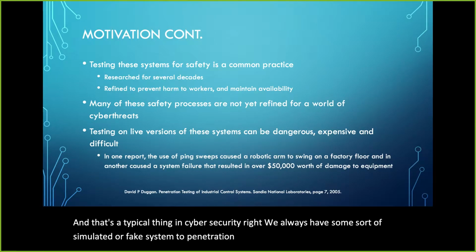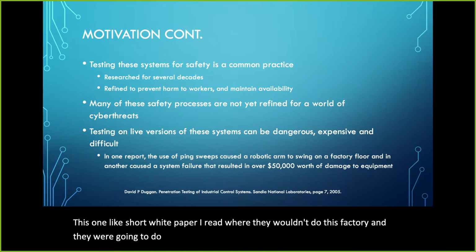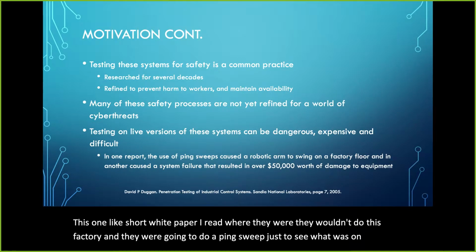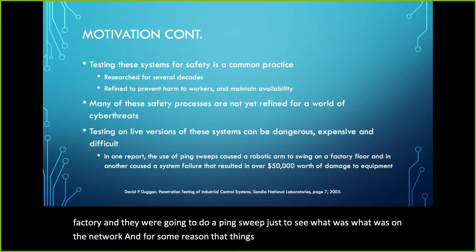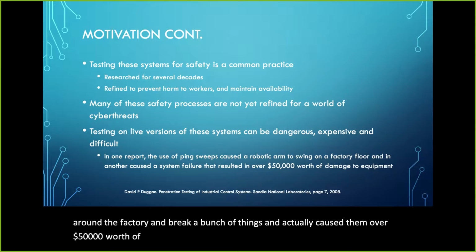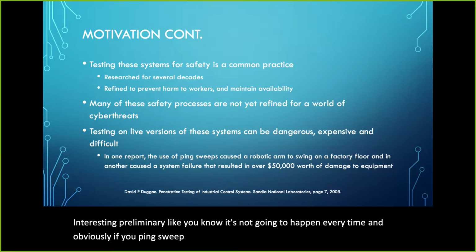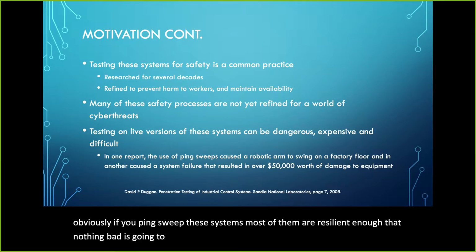But I think my favorite example is this one short white paper I read where they went into this factory and they were going to do a ping sweep just to see what was on the network, and for some reason the ping sweep caused the robot arm to swing around the factory and break a bunch of things, and actually caused them over $50,000 worth of damage. And so it's just kind of an interesting preliminary, it's not going to happen every time. And obviously if you ping sweep these systems, most of them are resilient enough that nothing bad's going to happen. But it's just the idea that something that small could cause that much damage.